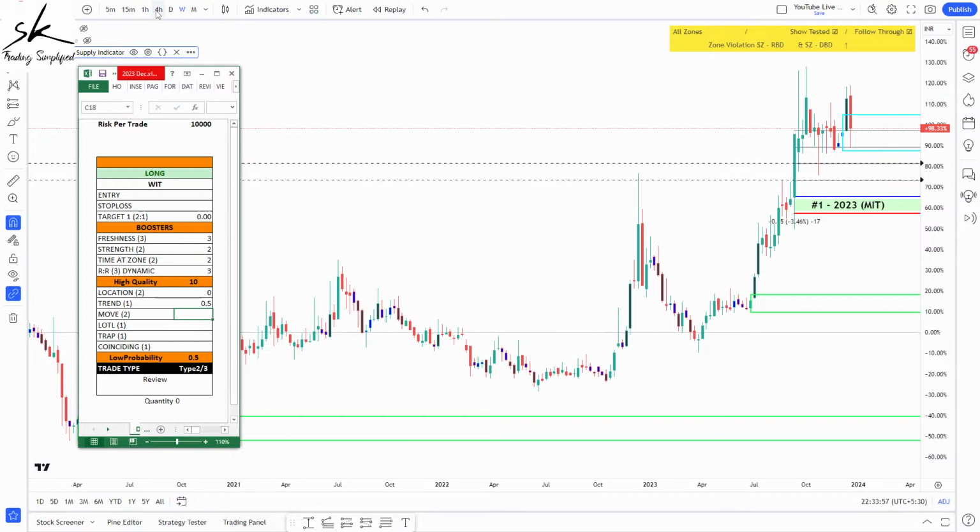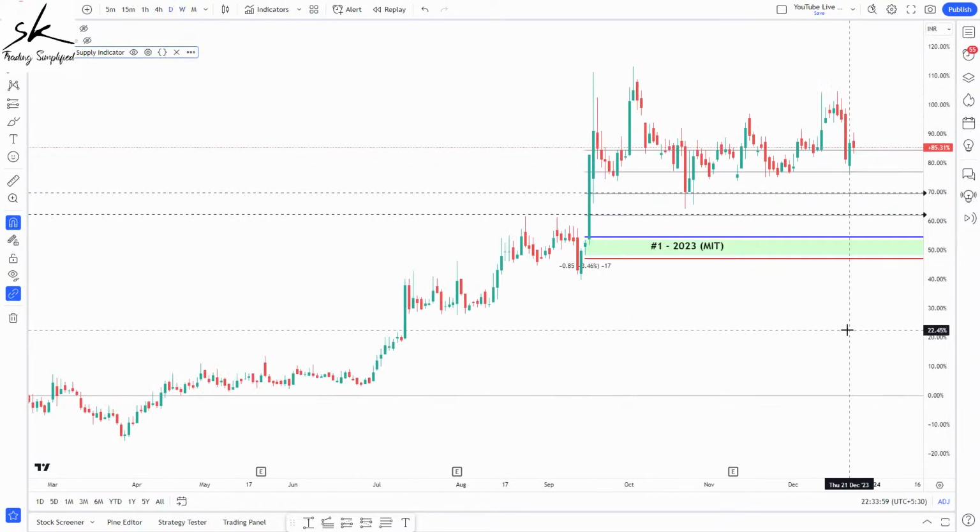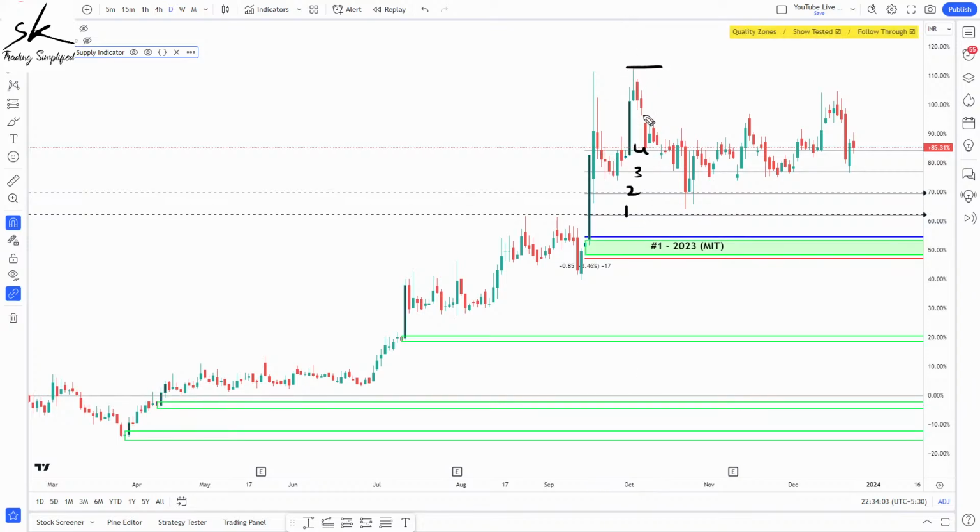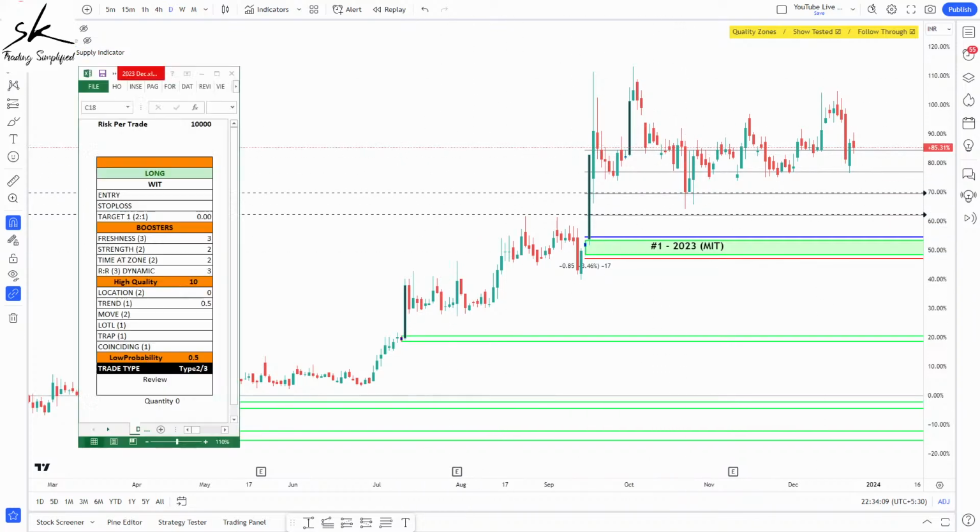The next thing is the move from the zone. We need at least a 4:1 move, which you can see has already happened. That's your 1:1, 2:1, 3:1, 4:1. So we probably have maybe a 7:1 or 8:1 move. So yes, the kind of move we want has already happened, and it gets a score of 2.